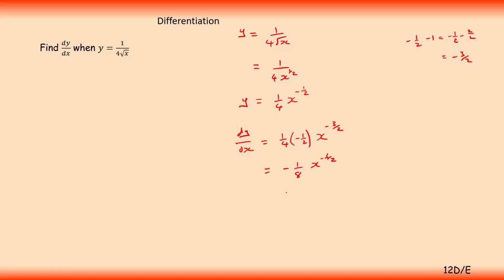I'm happy with that. You can leave it in that form. You could rewrite it if you wanted to as minus 1 over 8 x to the power of 3 over 2. And I'd leave it at that then, I think. Okay. Just be aware, if you ever see it in this form, minus 1 over 8 square root of x cubed, it's the same thing. Right, but not necessary. This is good enough.